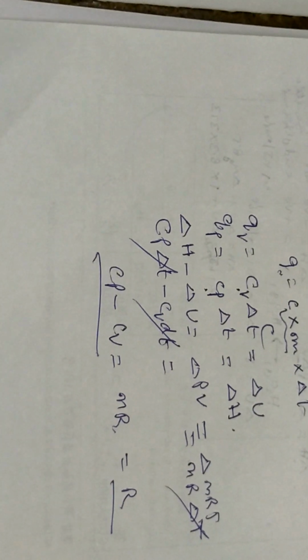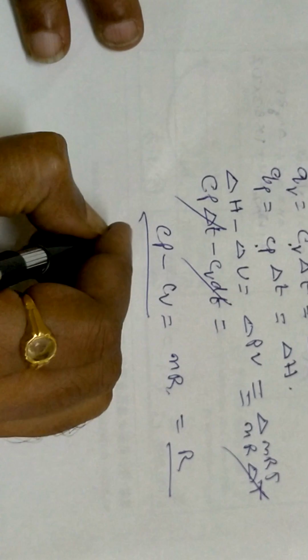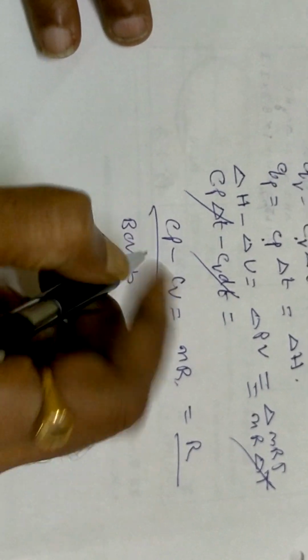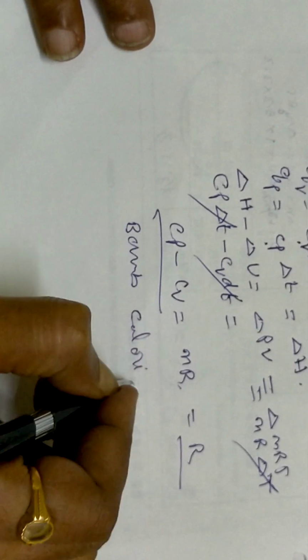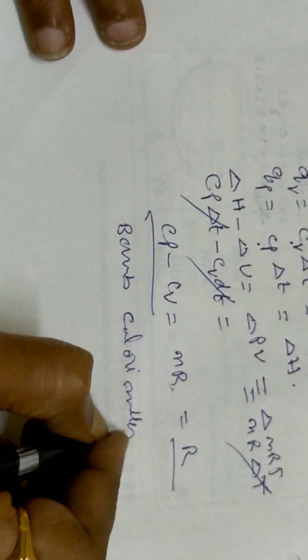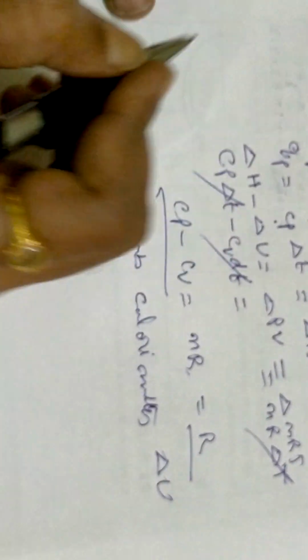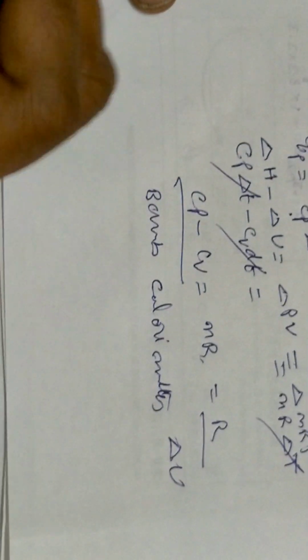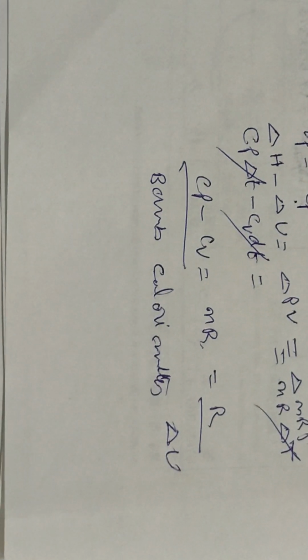Okay, how to measure delta U? That is by bomb calorimeter. Bomb calorimeter is very simple, so nothing much to mention. It is for the measurement of delta E, that is delta U, internal energy, at constant volume. Similarly, we can measure delta H by the constant pressure method.